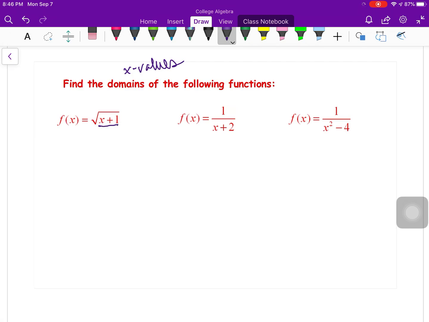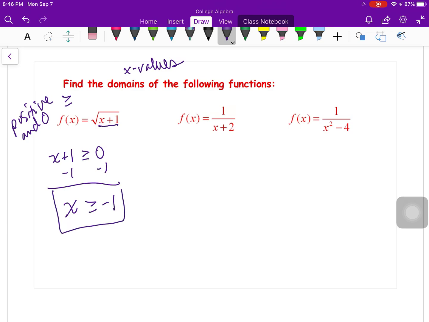So in this case, I am square rooting x plus 1. So x plus 1 must be greater than or equal to 0. That is how you write positive and 0. Greater than or equal. Then I'm going to solve this for x. I'm going to subtract my 1, and I get x is greater than or equal to negative 1. That is my domain. Negative 1 and all the values bigger than it can be square rooted.